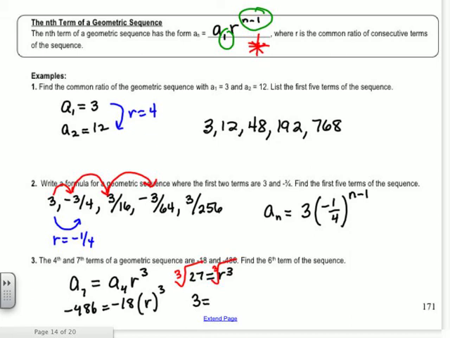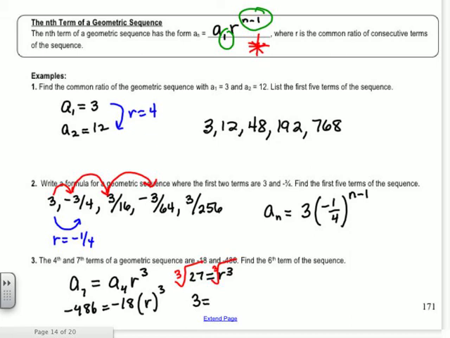Cube root. Do I need plus or minus? No. Why do I not need plus or minus? It's a cube, right? So it's 3 equals r. So the cube root of 27 was 3. Okay, that gave you r. Now I need to find the 6th term. So just like yesterday, you can use either the 4th term or the 7th term to find it. It doesn't matter. So let's say we use the 4th term.